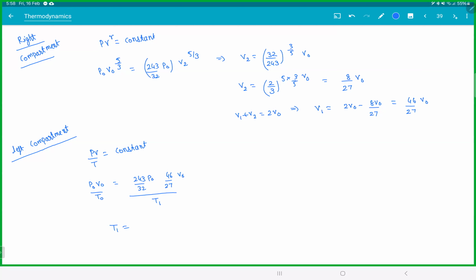Clear? If you see, it is all just formulas. You just need to apply the formulas in a certain sequence and you start getting answers. What about the heat supplied?